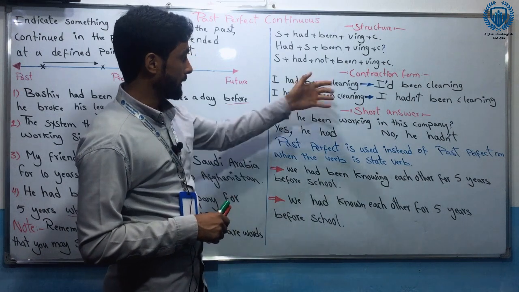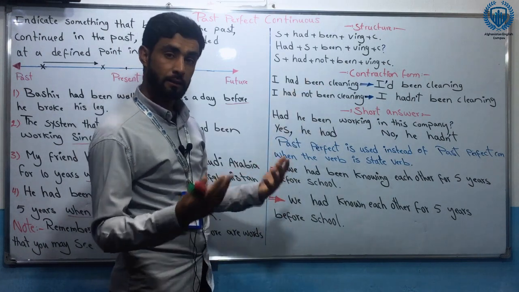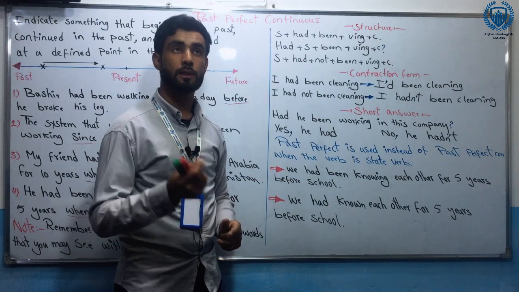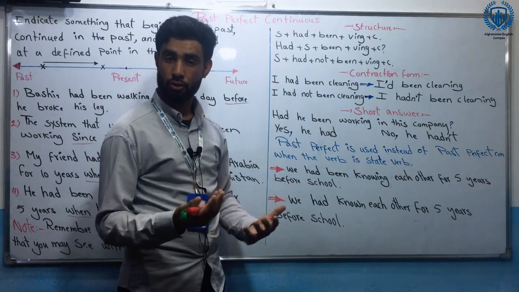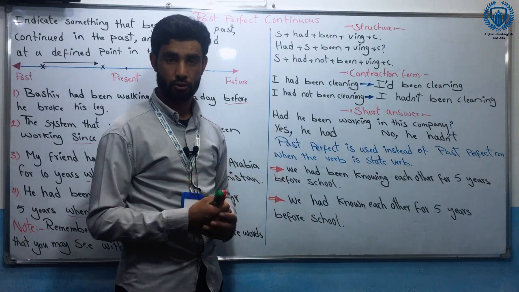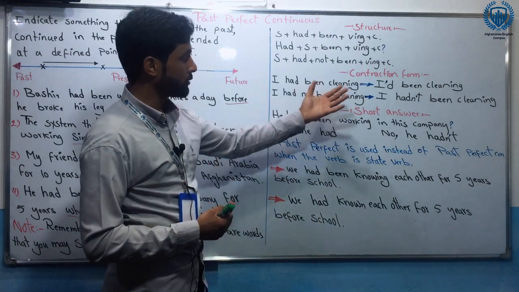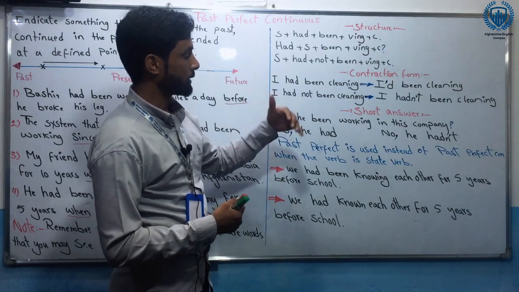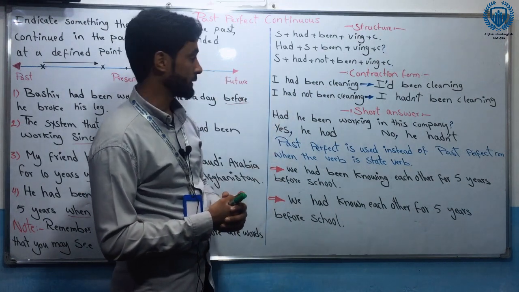Sometimes we use the contraction forms. So let's see the contraction forms of the auxiliary verbs of the past perfect continuous tense.